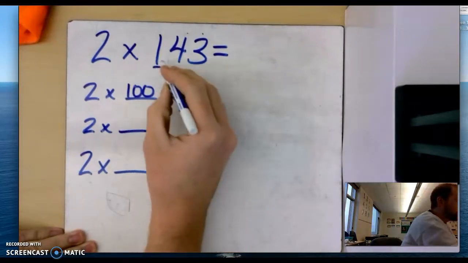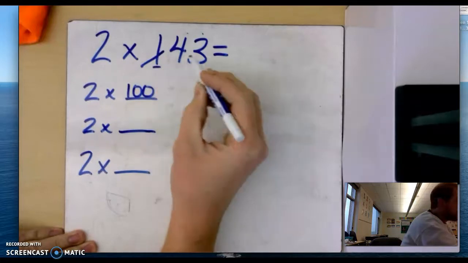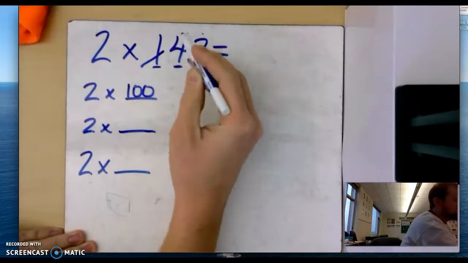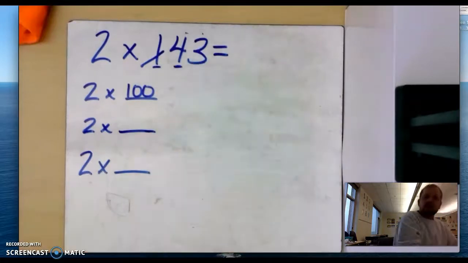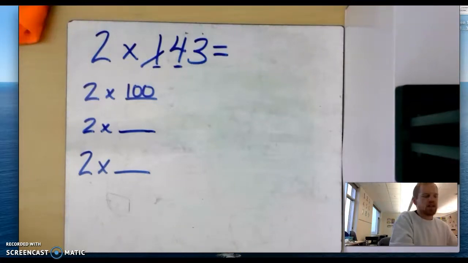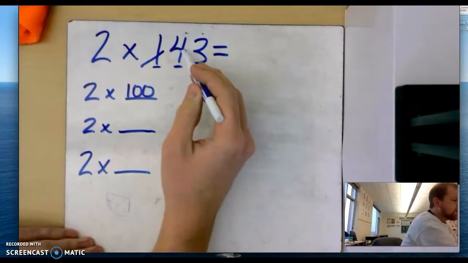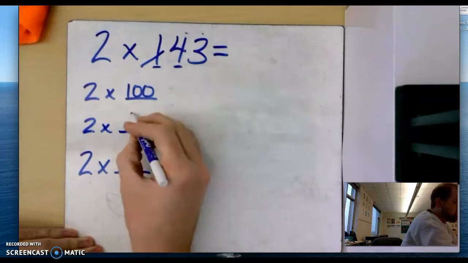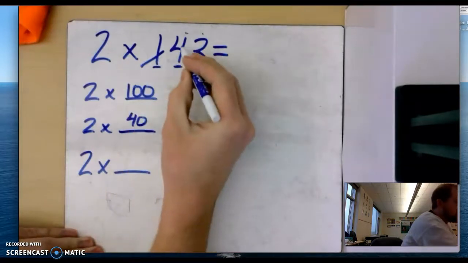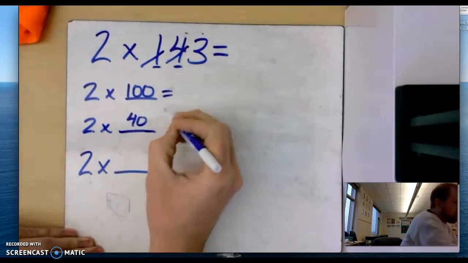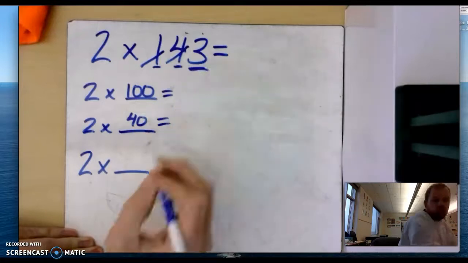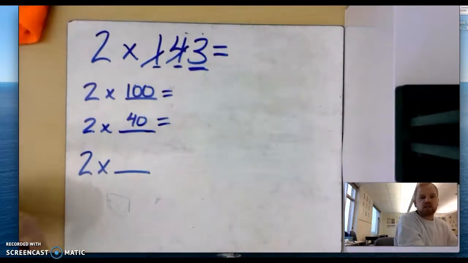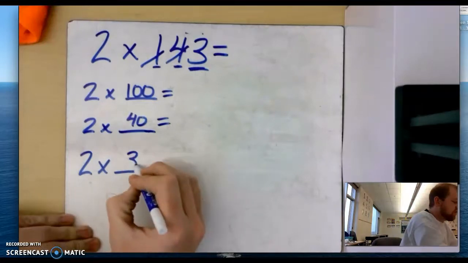Then I'm going to move on to my next one because my 1 is finished here. I have a 4. My 4 is in the tens place. Okay, similar to the last one we did, we had a 4 in the tens place. A 4 in the tens place represents 40. Okay, and now I'm finished with that 4. And finally, I have a 3. A 3 in the ones place is worth just what it says. It's worth 3. So now I can finish it off with a 3.